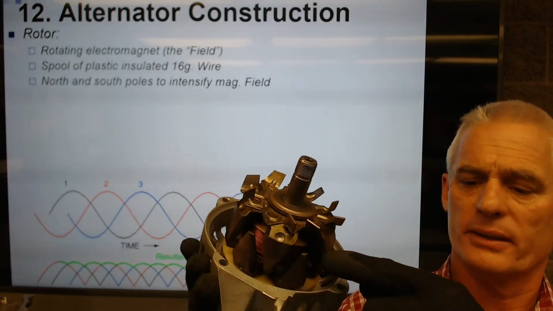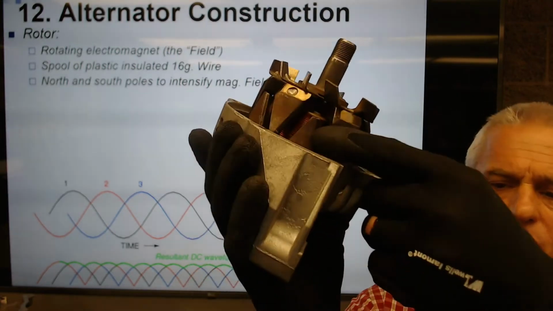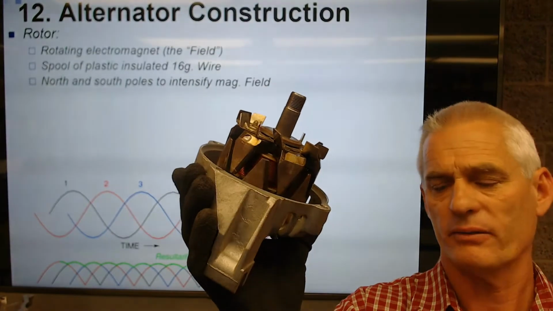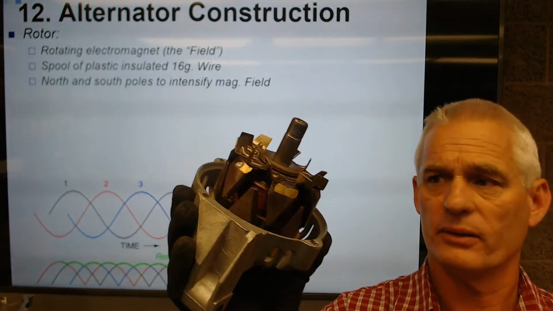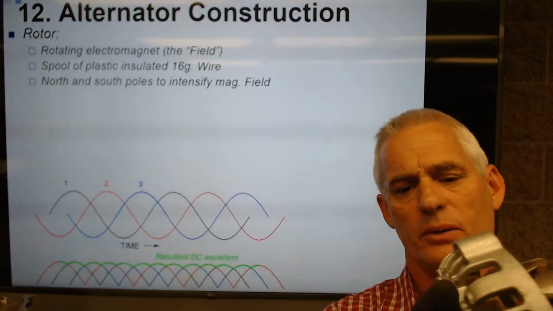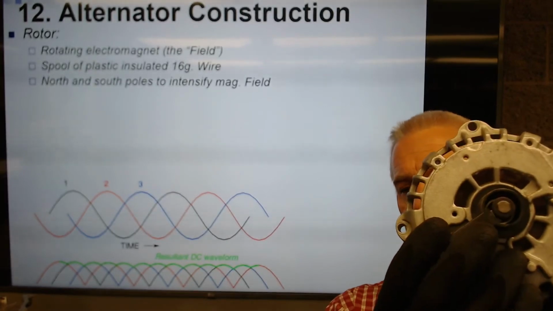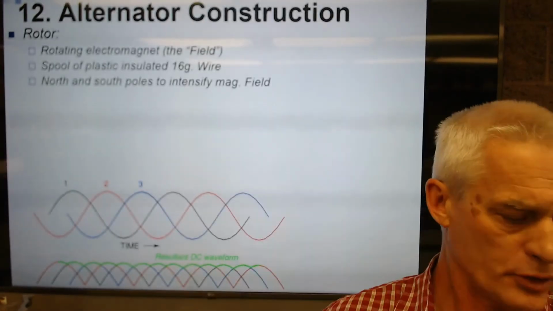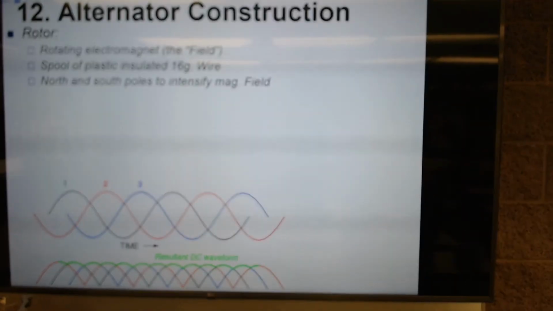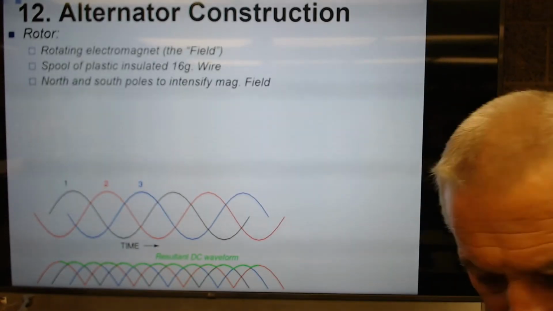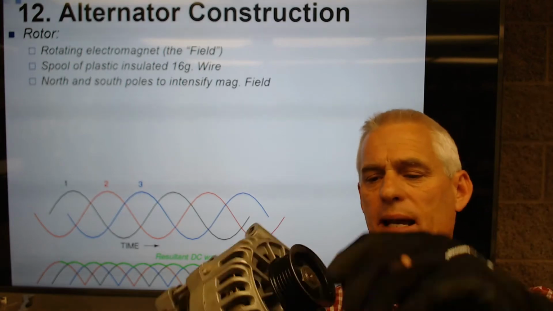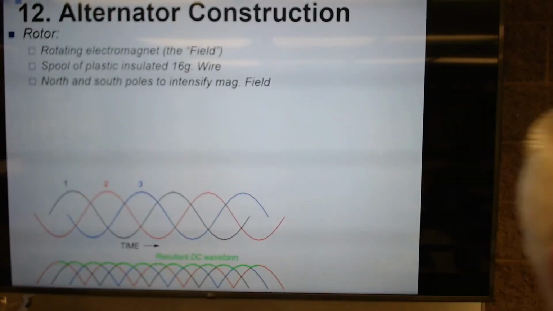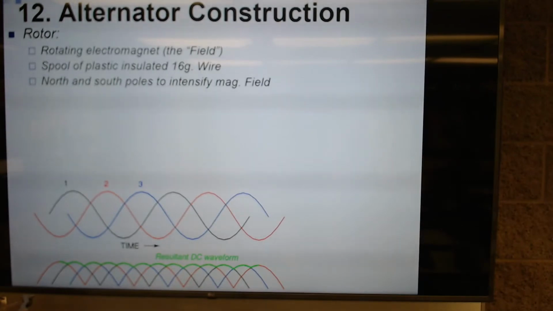There are north and south poles, so these are north and south poles to intensify the magnetic field and kind of set the magnetic field up. And it spins in a housing with a bearing back here. You can't see the bearing on this one. And on the other end, it's supported at the front by a larger bearing. And the reason for the larger bearing is that that's where all the tension from the belt is pulling on. So that larger bearing is right behind this pulley in here, at the front of the alternator.